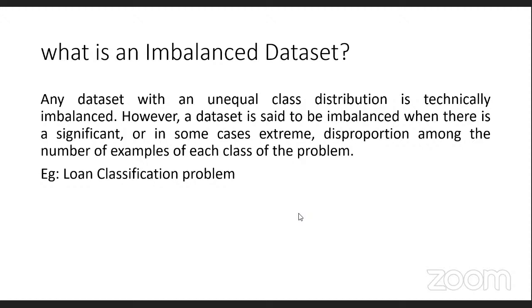Otherwise, take cancer prediction, whether cancer is there or not. If you take thousands of patients, only a small percentage of the cases will be predicted as cancer, and the others are non-cancerous. That kind of data set can be called an imbalanced data set. If you have an imbalanced data set, how will we solve it?